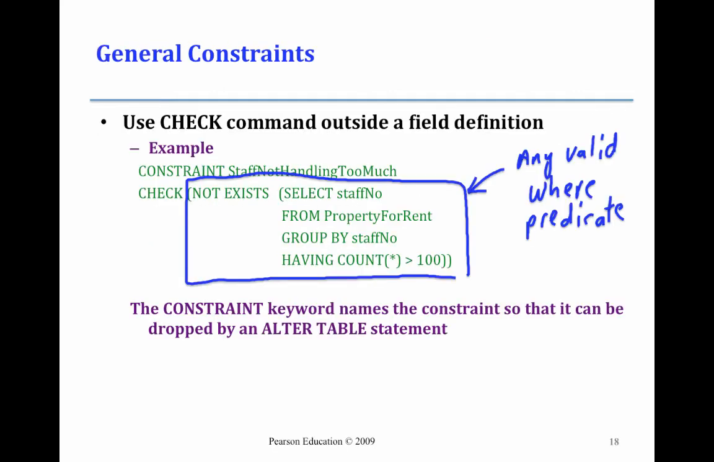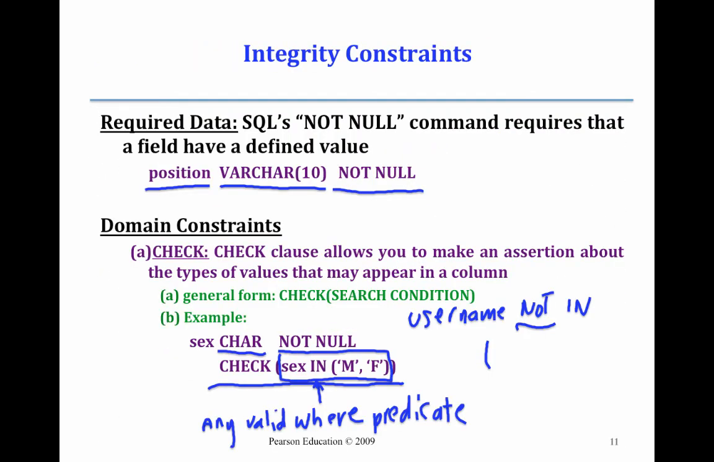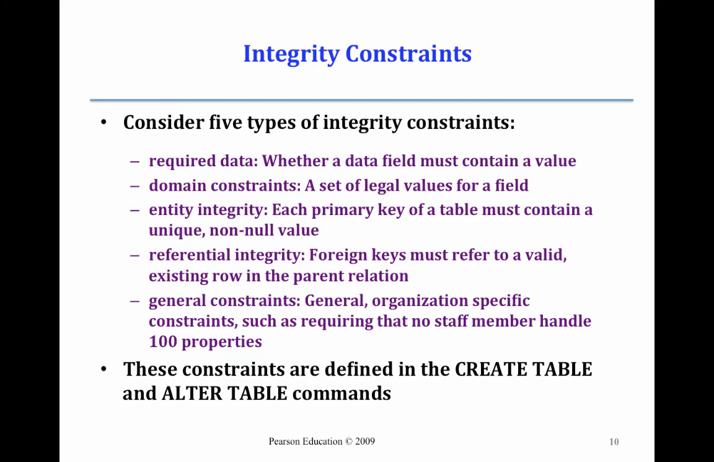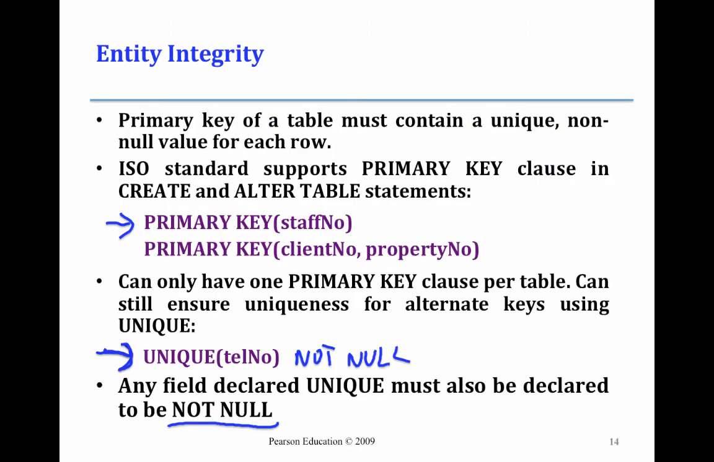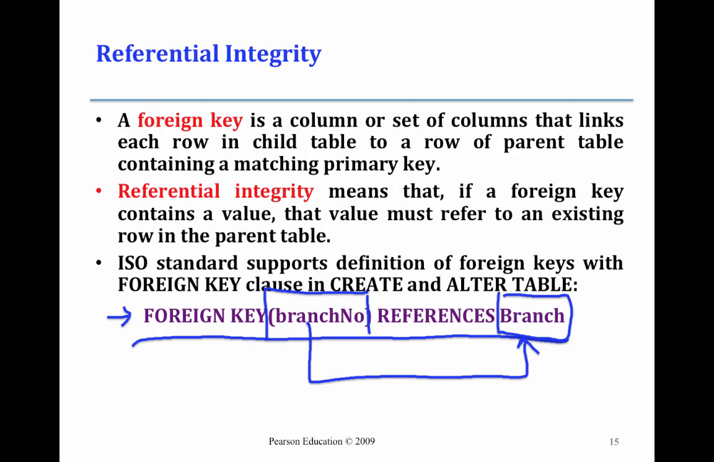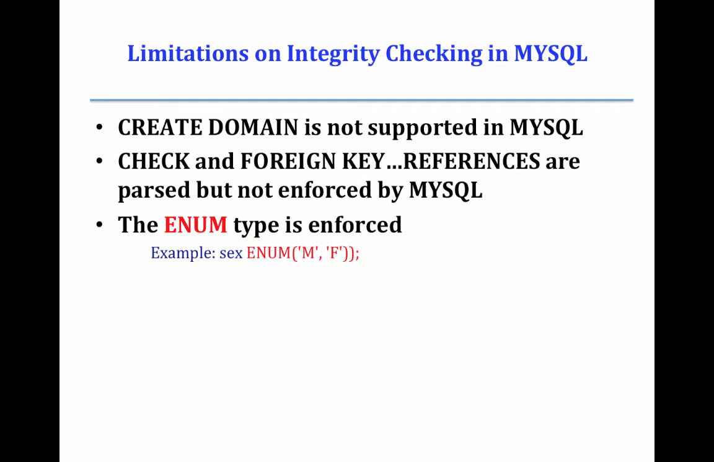So we just went through, okay? First one was required data. Second one, we talked about domain constraints, then entity integrity, which is primary keys, referential integrity, which is foreign keys, and general constraints. Now, MySQL, it's public domain, and it doesn't support all of this stuff.